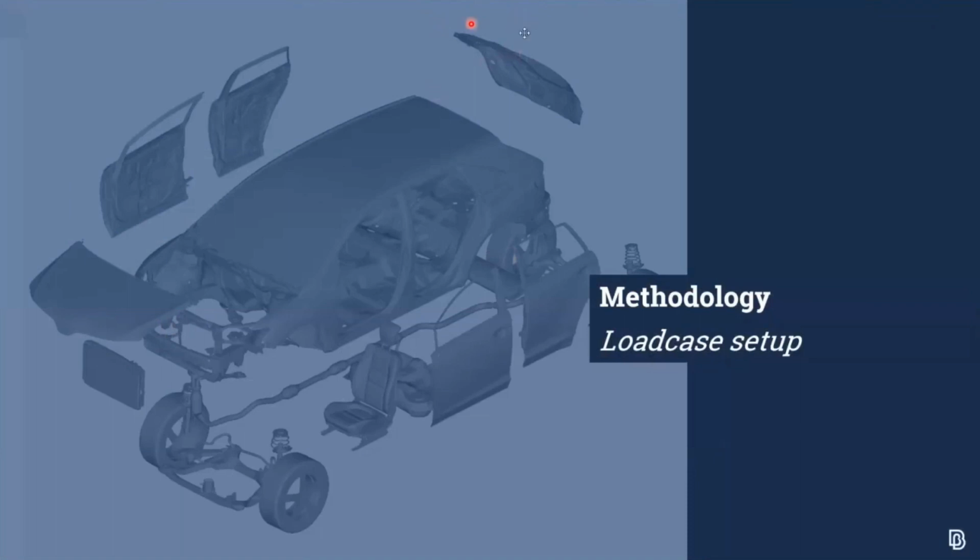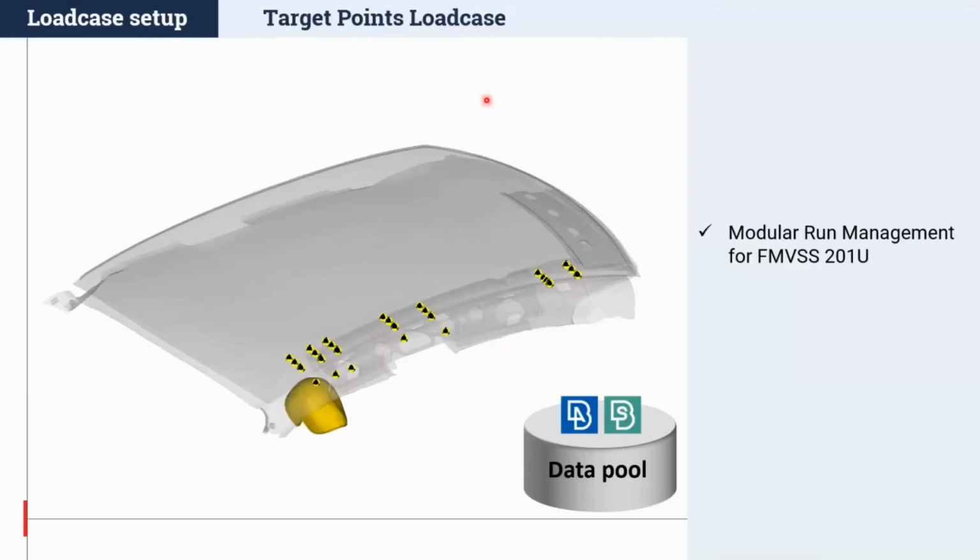Thank you, Omkar, and thank you, Harish, for the introduction. I'd like to proceed with the following updates for the load case setup with respect to the topic of methodology enhancements that happened in version 22. Now, in version 22, FMVSS 201U load cases can be set up in the modular environment with the aid of target point load cases. This is the second tool that has been integrated in the modular environment after the pedestrian tool was introduced last year.